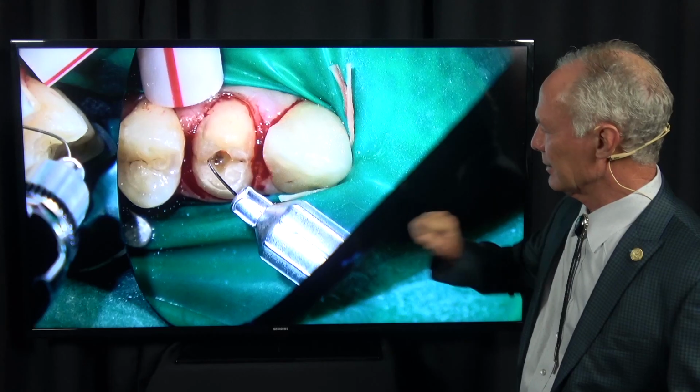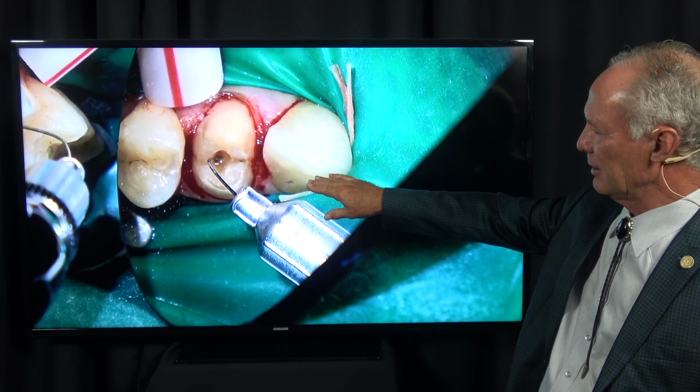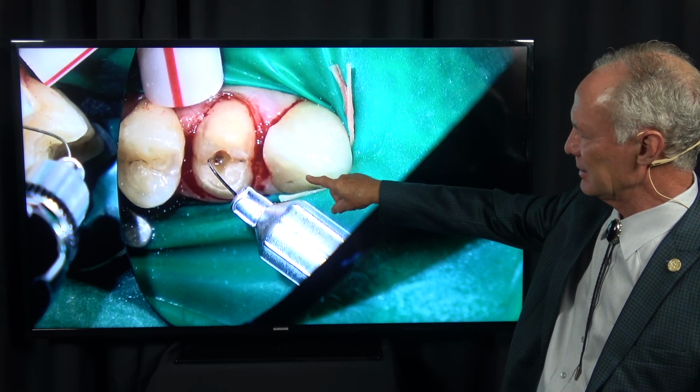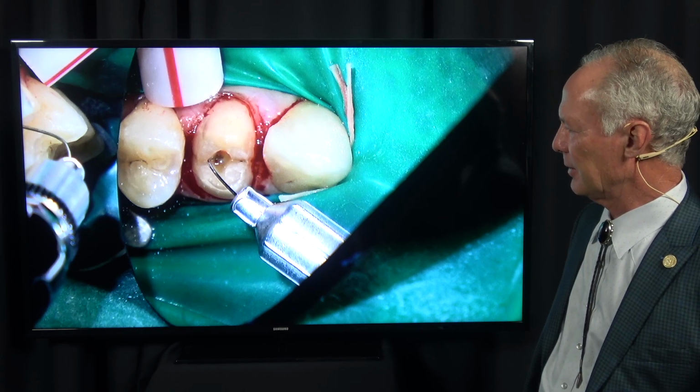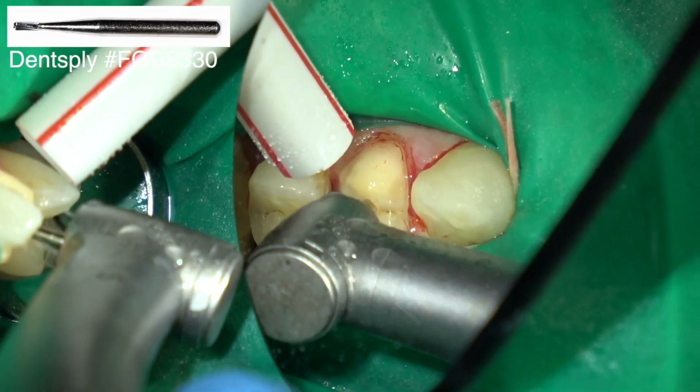Watch those videos. So once I've prepped into the pulp chamber, I'm going to anesthetize with either lidocaine 1 to 100,000 epinephrine, or Citanest 4% plain.